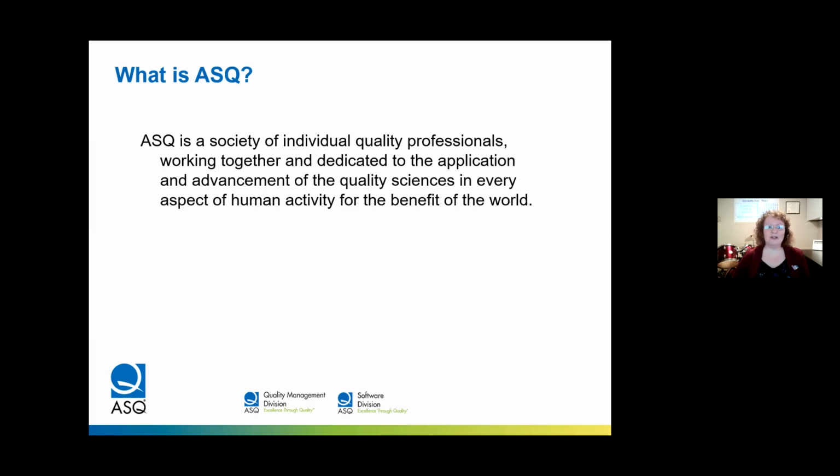ASQ is a society of individuals working together to promote the quality professions. We are dedicated to the application and advancement of quality sciences in every aspect of human activity for the benefit of the world. The importance of maintaining and expanding this quality network is so critical, and it continues to motivate me to develop and deliver additional content to support more of ASQ's initiatives and to help our overall profession.